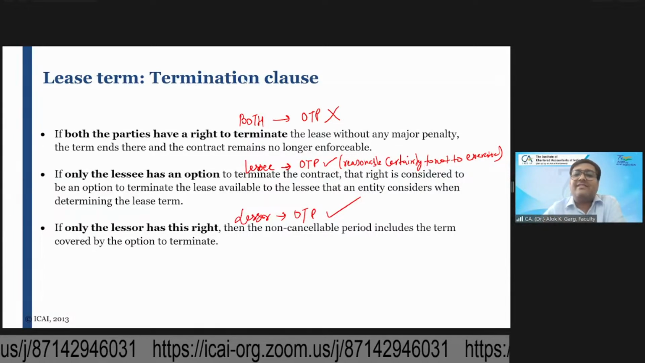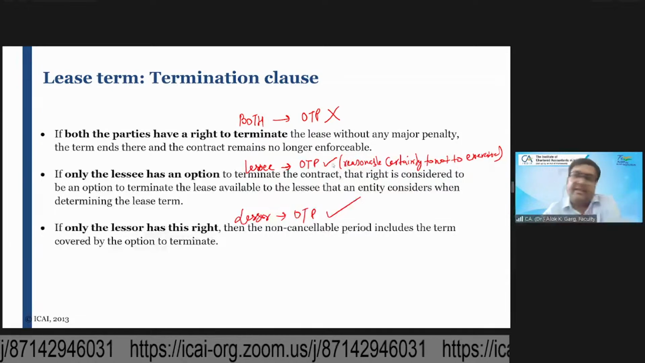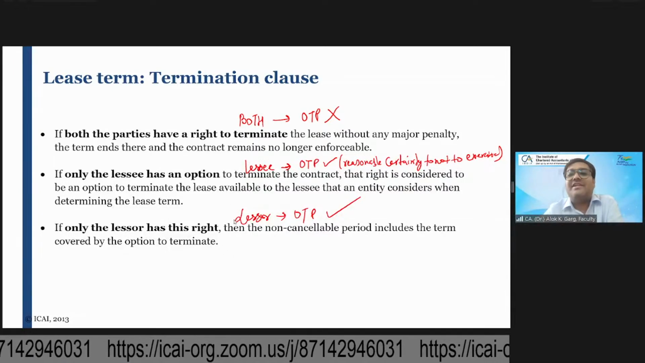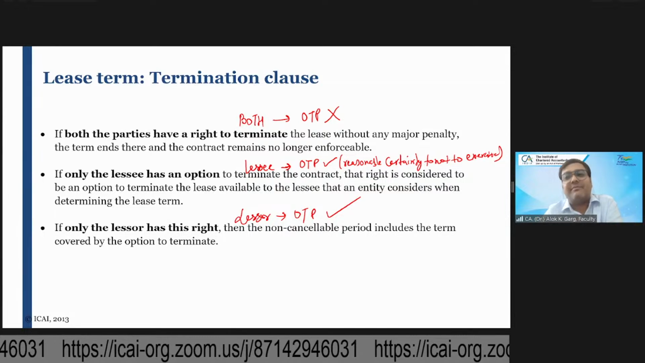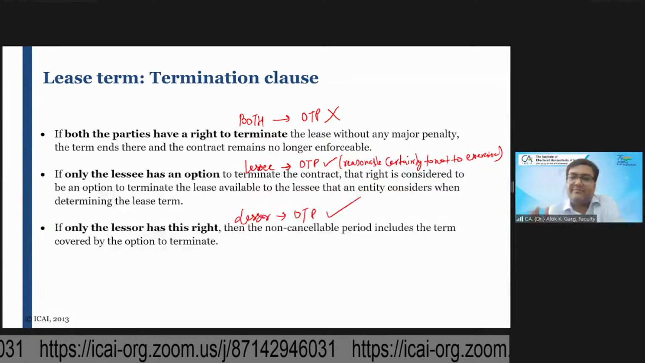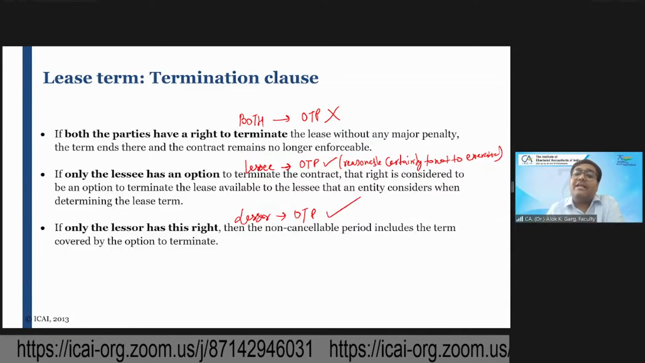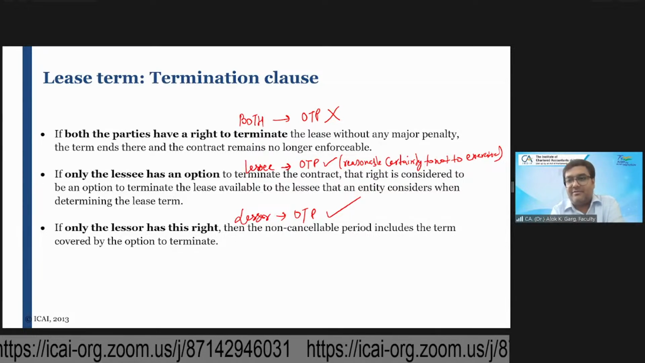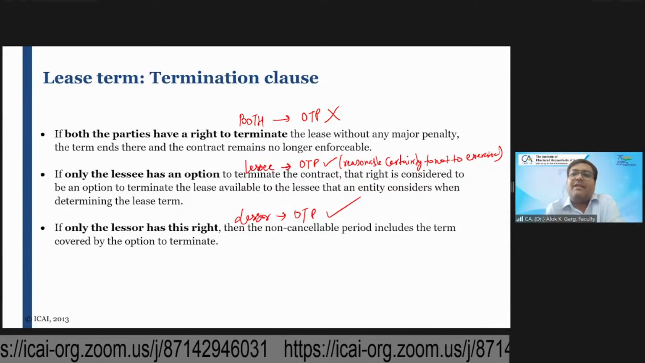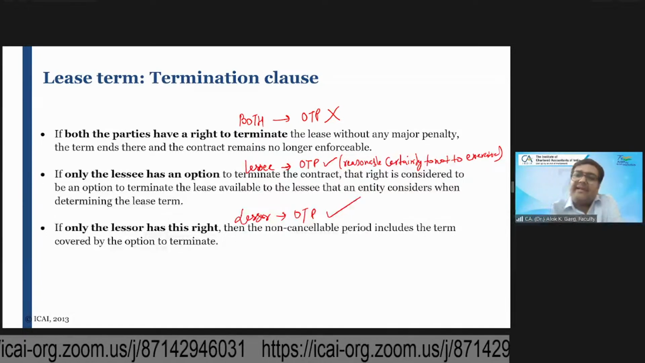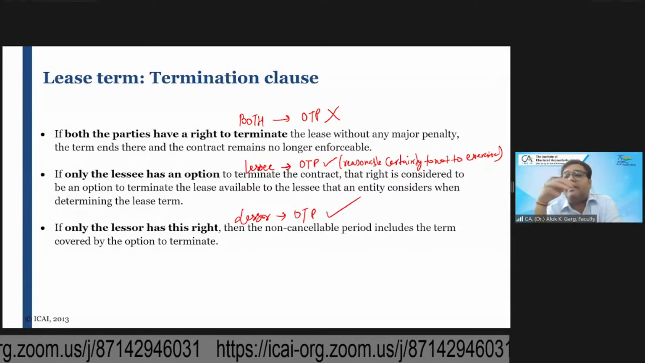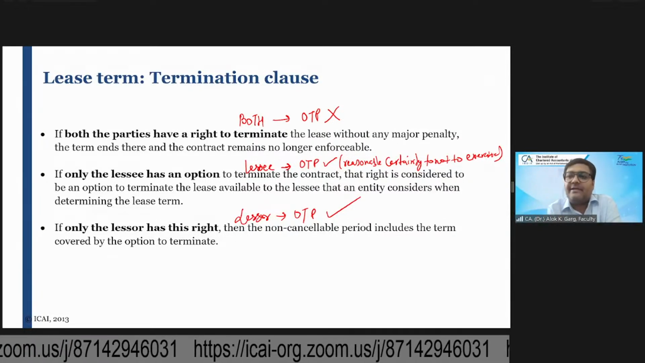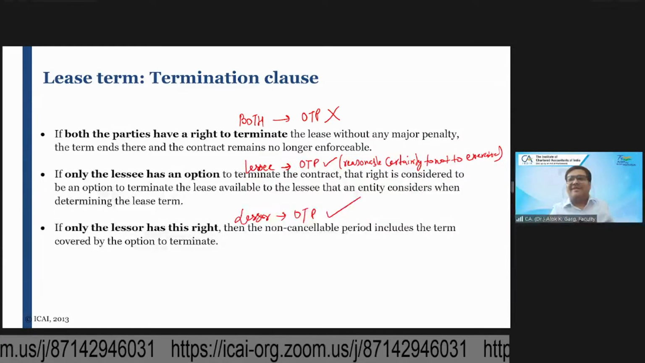If only the lessee has the option to terminate, in that case, you have to consider the optional termination period if there is a reasonable certainty that the lessee will not terminate, like in our example. But if only the lessor has the termination option, you are computing the lease term from the lessee perspective. In that case, you are also required to consider the optional termination period from the lessee perspective, right? Because the lessee does not have a right to terminate.